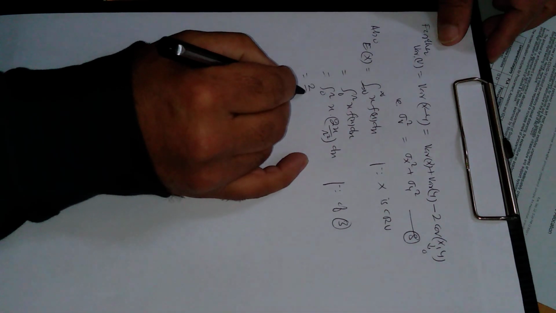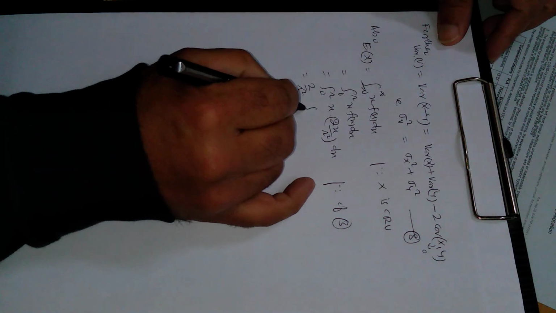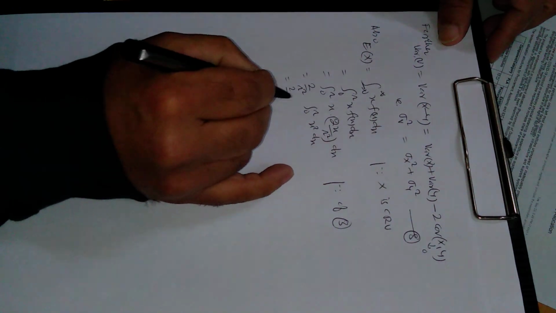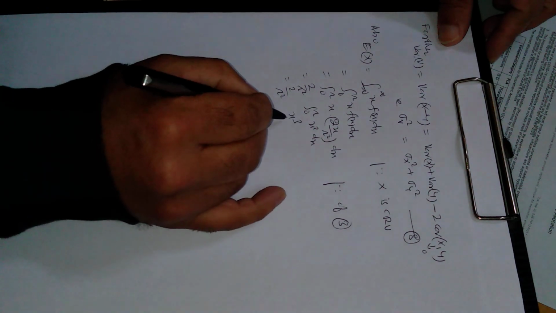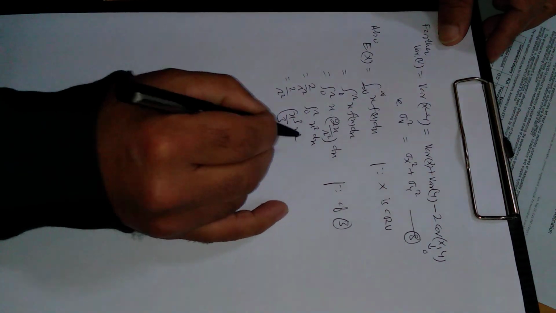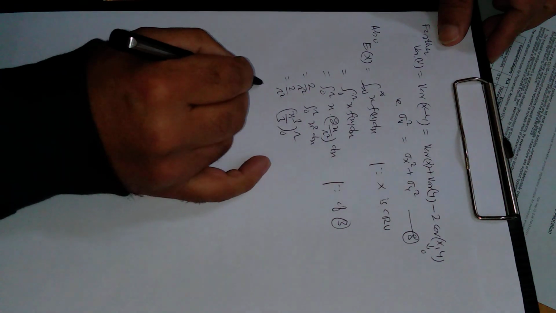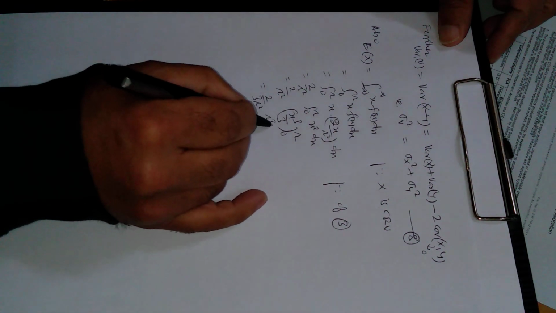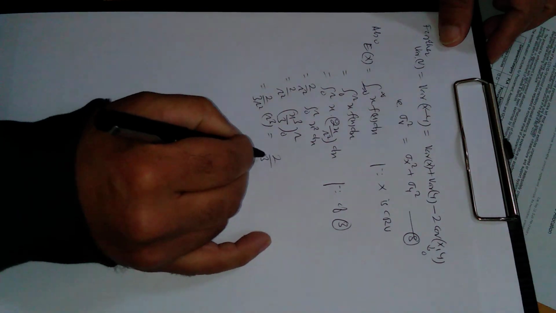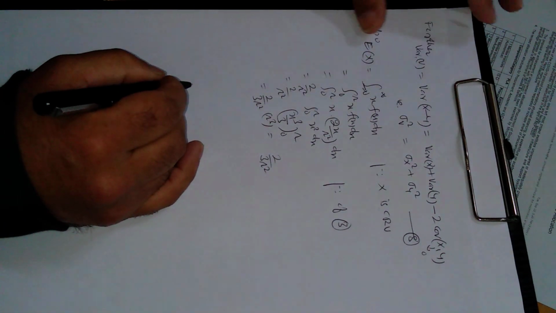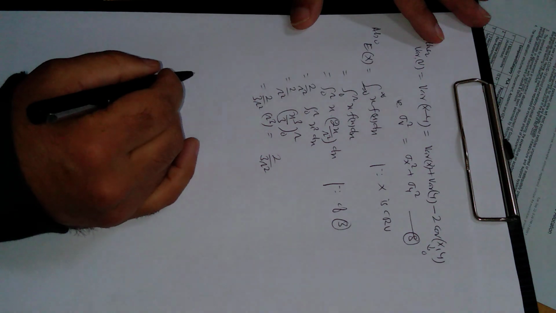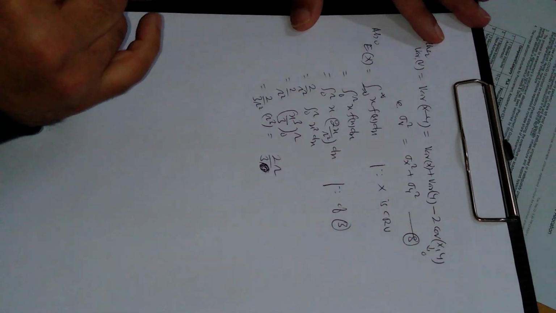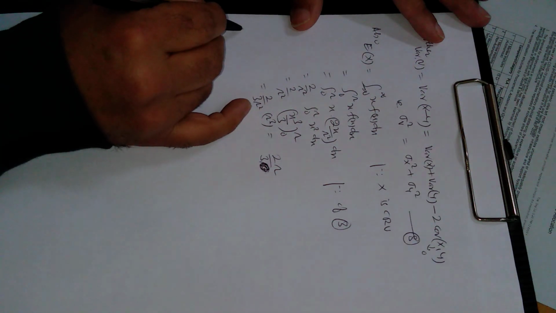Now 2 upon r square is constant, and we integrate x square from 0 to r with respect to x. This is 2 upon r square, and the integration of x square is x cube upon 3, from 0 to r. The lower limit is 0, the upper limit gives r cube, so this will be 2 upon 3 r square times r cube. Sorry, r square cancels, so this is only 2r upon 3.